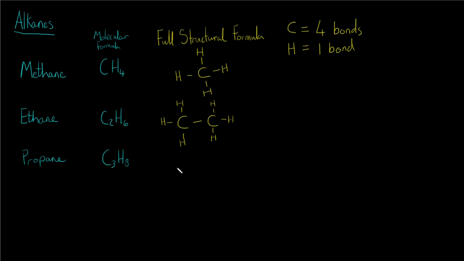Last one here, propane. We've got 3 carbons, so we'll draw out 1, 2, 3 carbons in a row. We'll pop in the rest of our bonds to make sure that every carbon has 4 bonds. Let's just check. 1, 2, 3, 4. That carbon's fine. 1, 2, 3, 4. That one's fine. And 4 here as well. And then we're going to put in our 8 hydrogens like the molecular formula suggests, since this is C3H8.